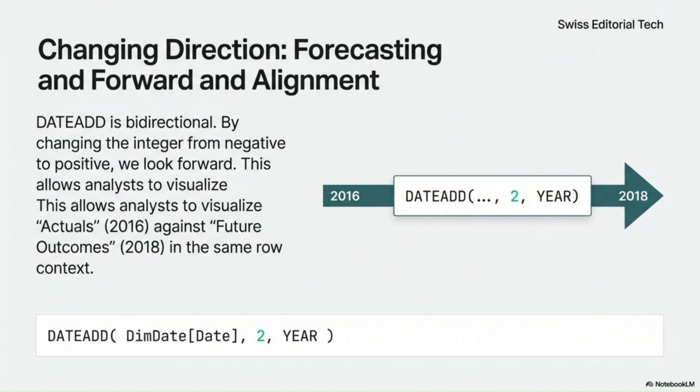DATEADD isn't just for the past, it works forward too. By using a positive value for DATEADD, we can calculate for two years ahead. We can compare actual versus the future projections, current year versus the forecasted year. This is extremely useful for planning and forecasting models.